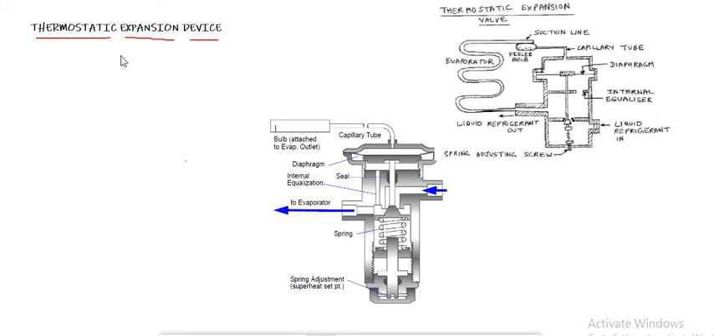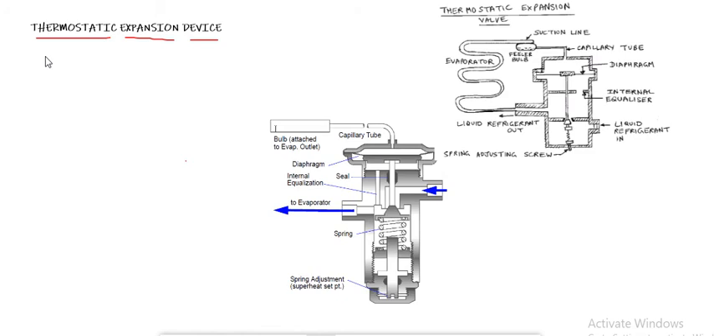Hello everyone. Today we are here with our next topic from refrigeration and air conditioning, and the topic name is thermostatic expansion device. Here you can see that we have two diagrams to explain the concept of thermostatic expansion device.